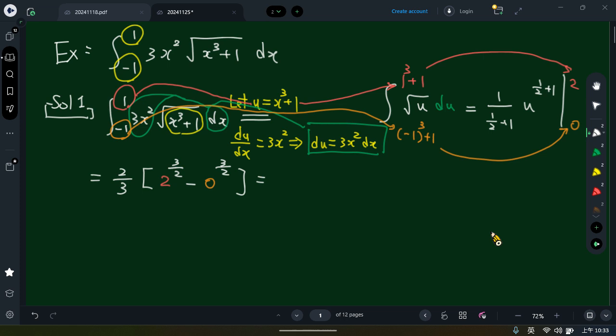So the answer will be this one. So the final result will be this one. Okay, so this is just following the mechanism for section 6, especially for the definite integral, right? So you can see we can just use u directly. We don't need to go back to x, because here we already changed the two limits.